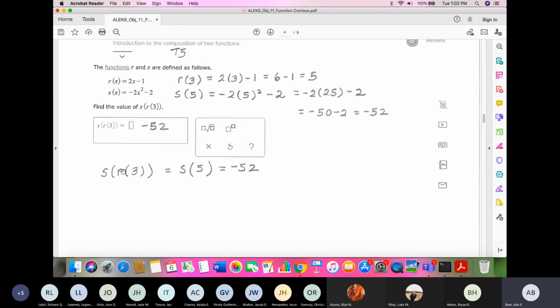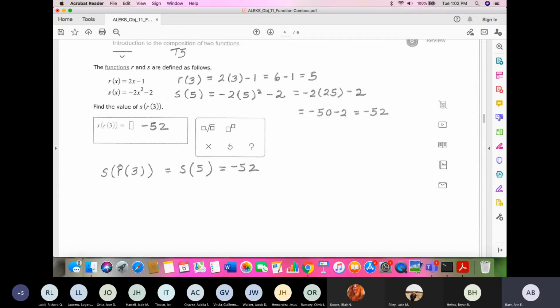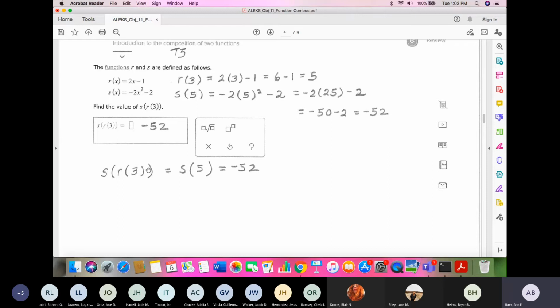So we take out this R of 3 that we just found, and that's all we take out. This goes away, and we put in 5 in its place. We have this parenthesis and that parenthesis still there. So what is the y value of the S function when x is equal to 5? Now we're going to use the S function, so we're going to work in that row and we're going to write this as S of 5.